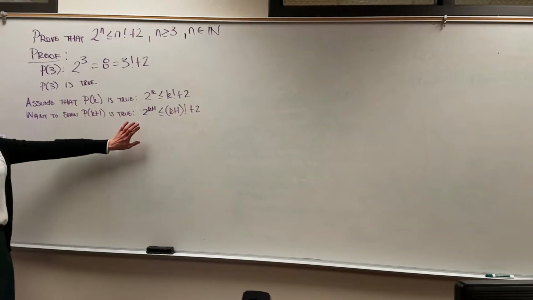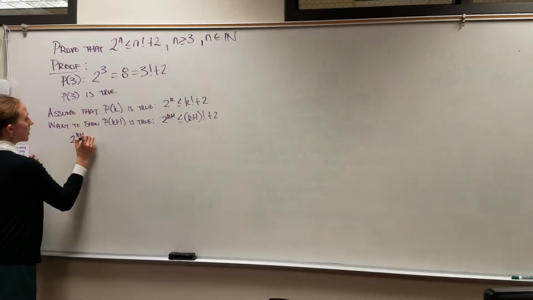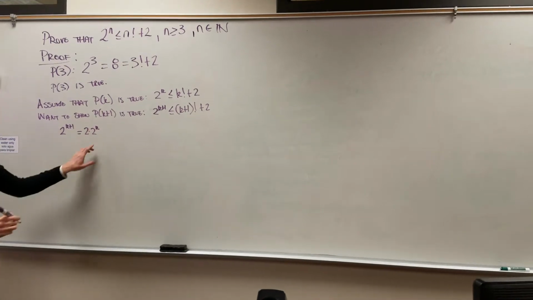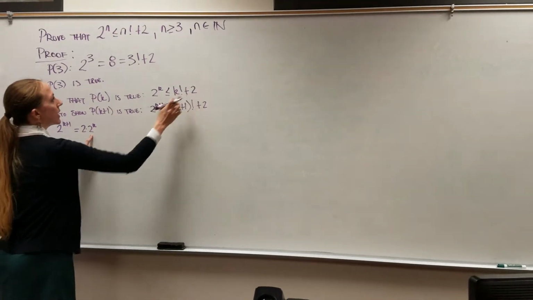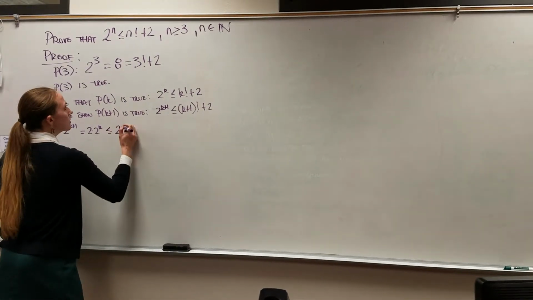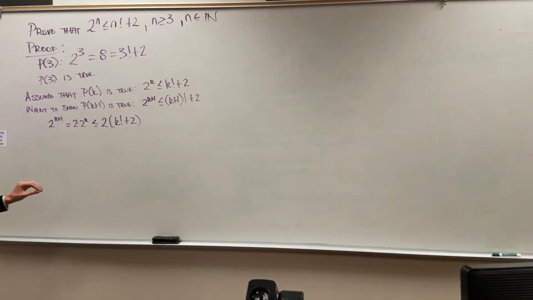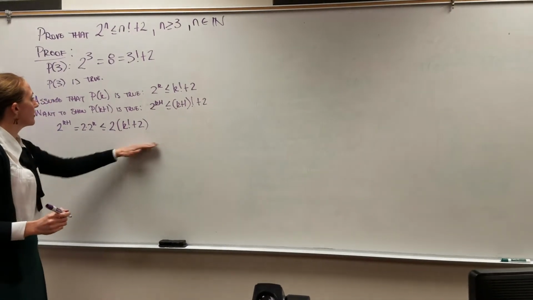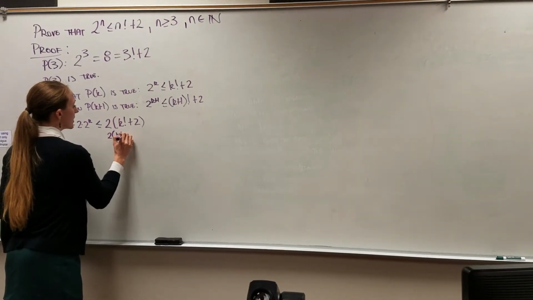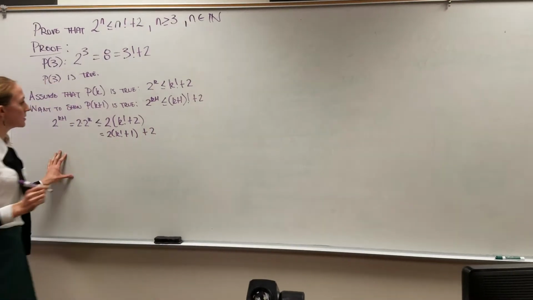So I'm going to start with the left side. So we have 2 to the k plus 1, which is equal to 2 times 2 to the k, which we already know 2 to the k is less than or equal to k factorial plus 2. So we can say this is less than or equal to 2 times (k factorial plus 2). Okay, so I know I'm going to want a 2 at the end, so I'm going to factor that out. And I'm going to say 2 times (k factorial plus 1) plus 2. So that's equal to that.